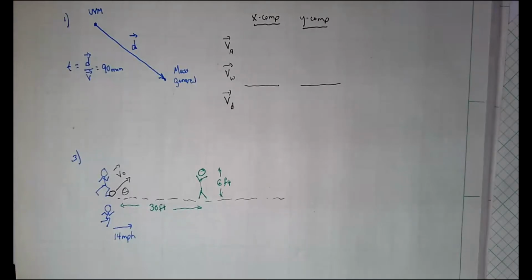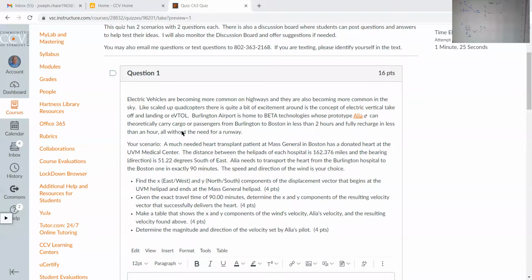This video is to help with the quiz on chapter 3, which would be kinematics in 2 dimensions. So I'm going to share my screen really quick, just so we can take a look at the questions. And so this first one has a lot of backstory, but it's true. So I think it's worth taking a look at some of the technology that's happening in our area. But the basic idea is that it's a relative velocity question.